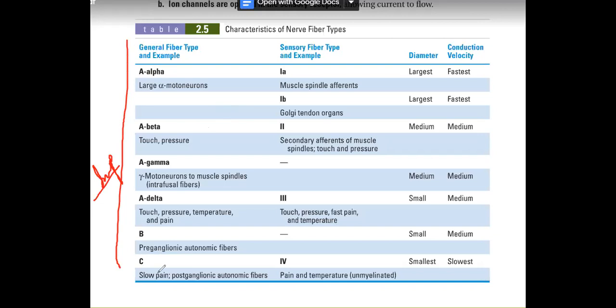There is a scientist whose name was Erlanger Gasser, and let me write it, if you want to write it down. Neuro is my favorite portion in physiology, and I give a lot of interest and respect to this chapter. This scientist Erlanger Gasser characterized these nerve fibers on the basis of two things. The first is the diameter, that is the thickness of the nerve fiber, and the second is the conduction velocity.